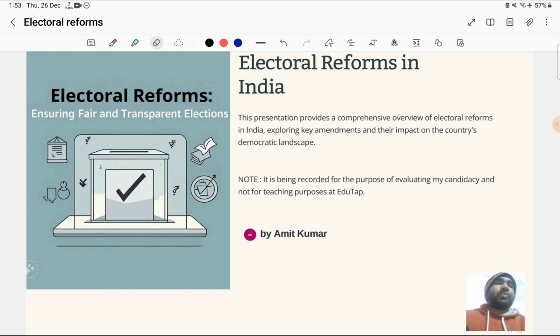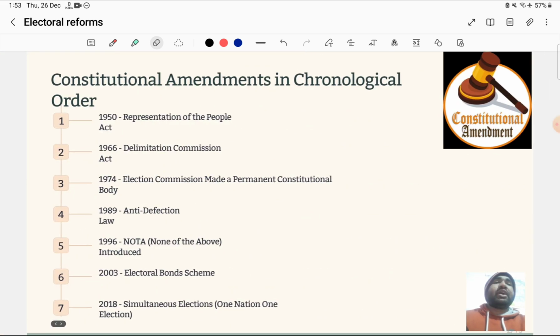So our today's topic is electoral reforms in India. As we know, India is a democracy, and for a democracy to run smoothly, the most important thing is fair and transparent elections. So the Election Commission of India has introduced many constitutional amendments and many reforms so that elections can become more transparent and more fair.